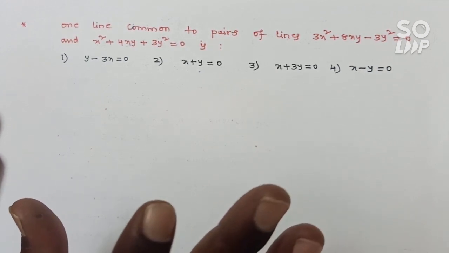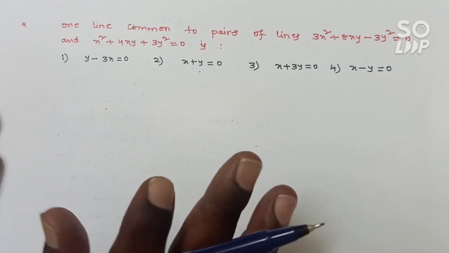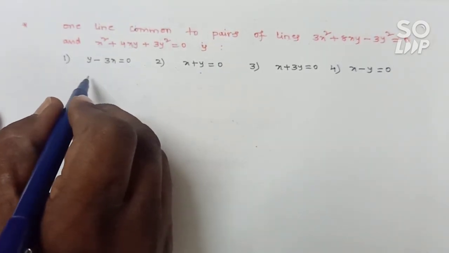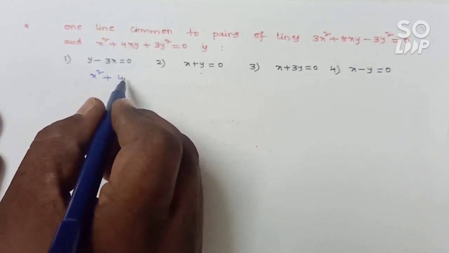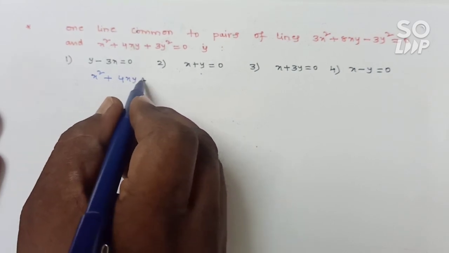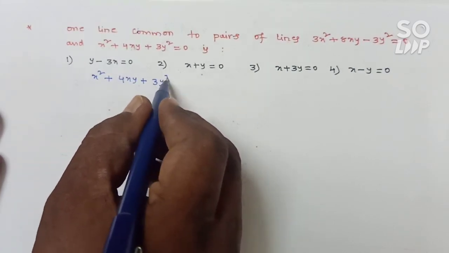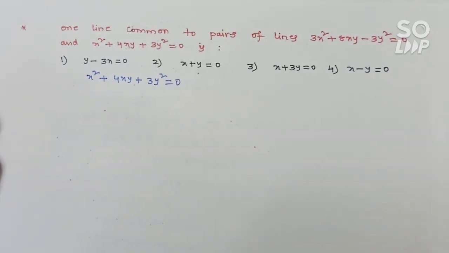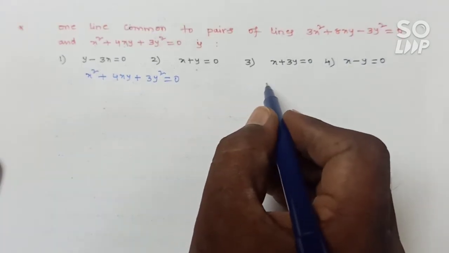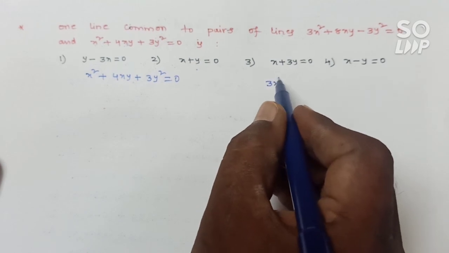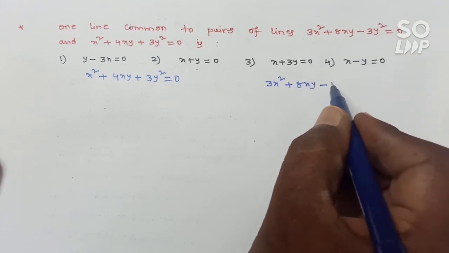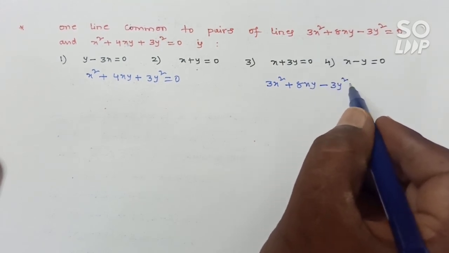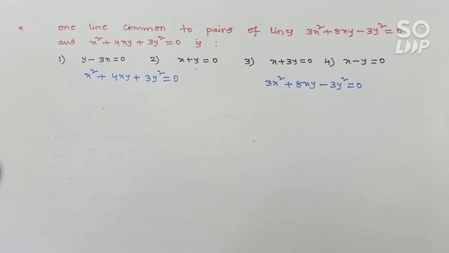Suppose you forgot that formula, then this one is by using factorization. Here you see that x square plus 4xy plus 3y square is equal to 0. This is one equation. Another equation is 3x square plus 8xy minus 3y square is equal to 0. This is the other equation.